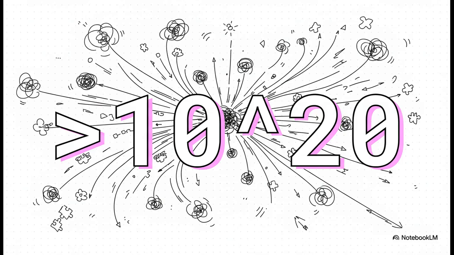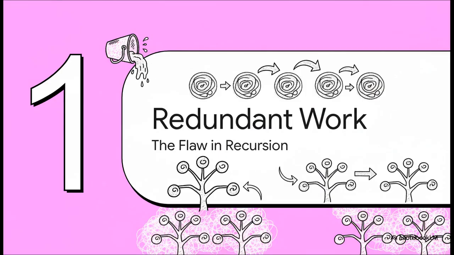Yeah, that number is over 10 to the power of 20. To give you some perspective, that's way more operations than there are grains of sand on every single beach on planet Earth. It's an absolute nightmare of exponential growth, and it's exactly the kind of problem dynamic programming was invented to crush. So what's the deal?